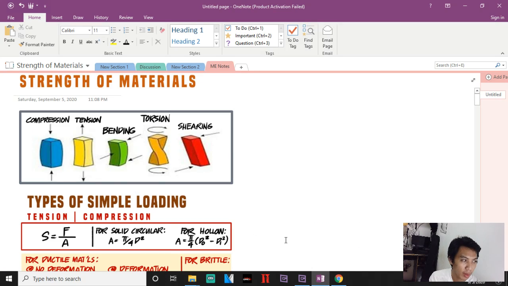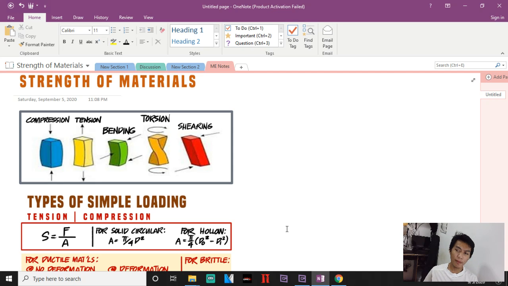Okay? So, strength of materials. Ano nga ba yung mga pag-uusapan natin sa strength of materials? Number one, ang pag-uusapan natin dyan is the effect of forces into a given body. Ano nga ba nagkakaroon dyan?